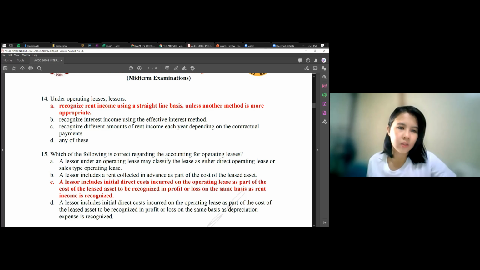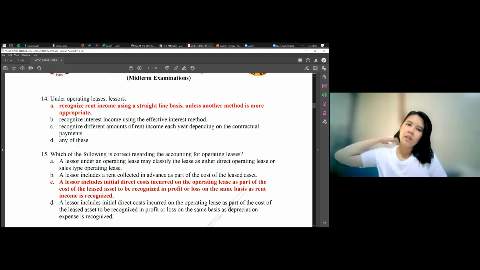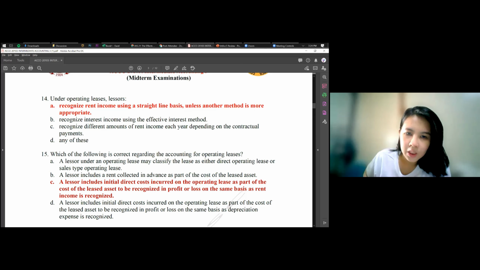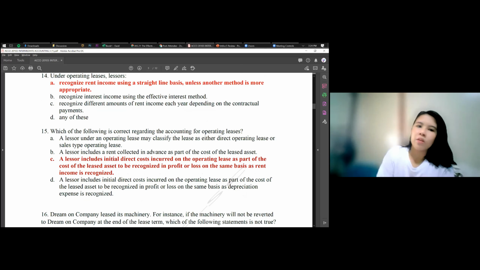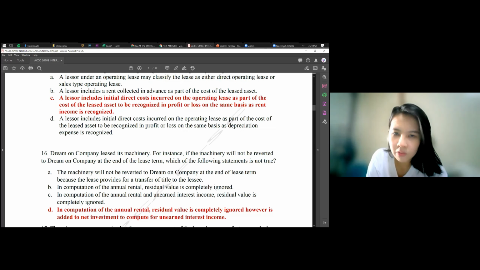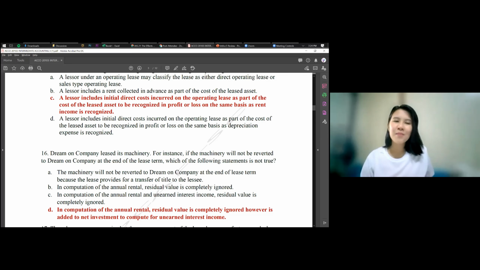Okay, so for number 16, Dream on company leased its machinery. So, for example, if the machinery is not going to be returned to Dream on company at the end of the lease term, which of the following statements is not true? Machinery will not be reverted to Dream on company at the end of lease term because the lease provides for transfer of title to the lessee. Yeah, of course, common sense. It will not return because the ownership or the title will be transferred to the lessee.